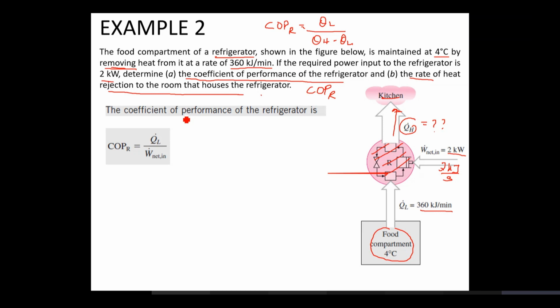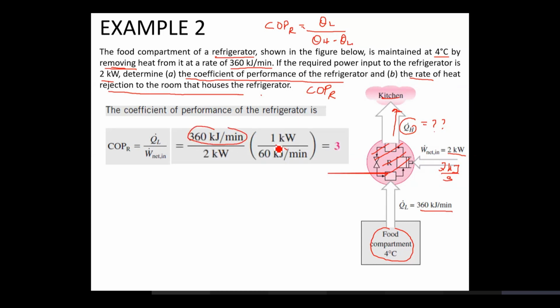Now, you know that Q dot L is given in terms of minutes. So in order to convert it into seconds, you would have to divide it by 60. So essentially this is Q dot L in minutes, and if you divide it by 60, it would be in kilowatts. That means kilojoules per second. And the work net in is already given to you as 2 kilowatt. The ratio of Q dot L and work dot net in would come out to be 3. So the coefficient of performance of the refrigerator is essentially 3.